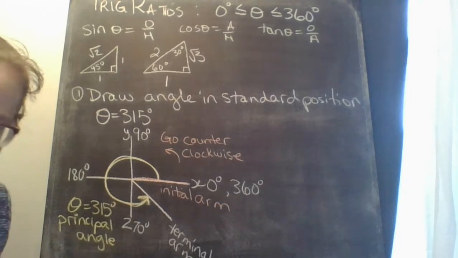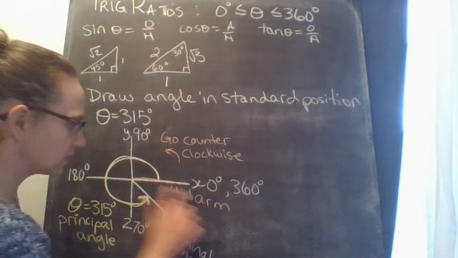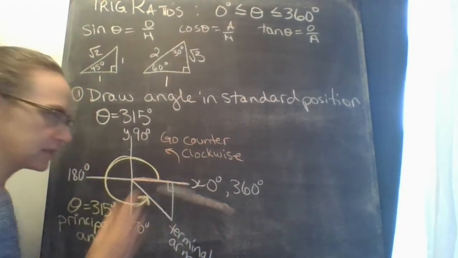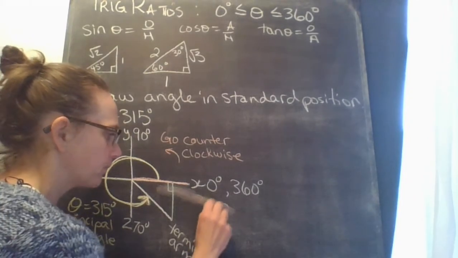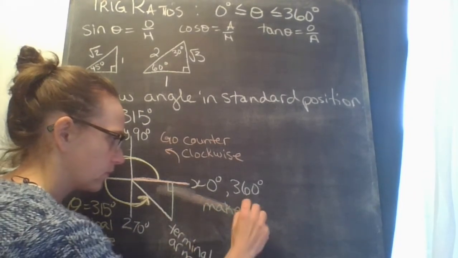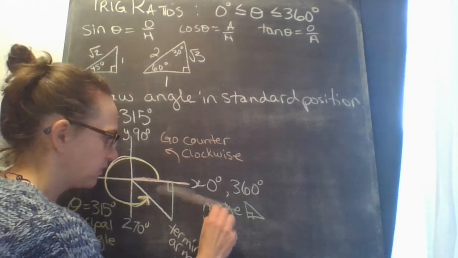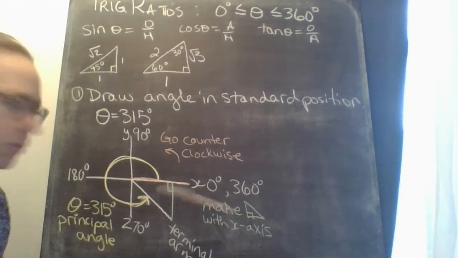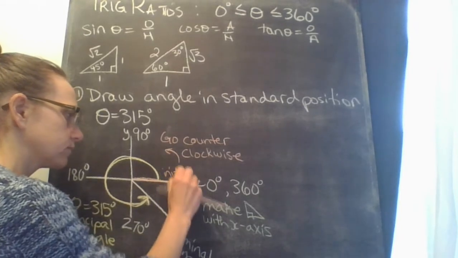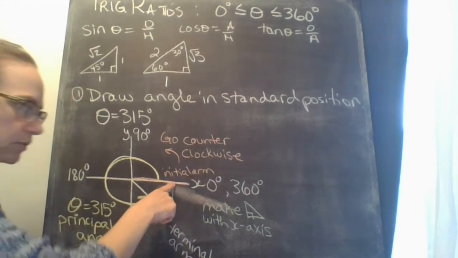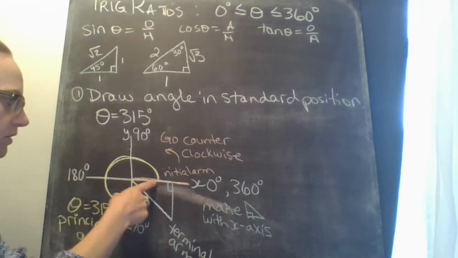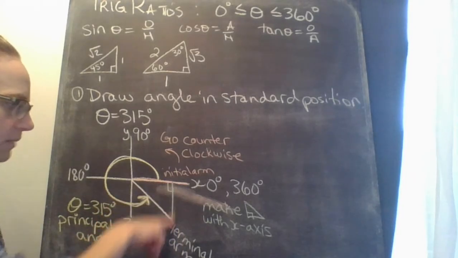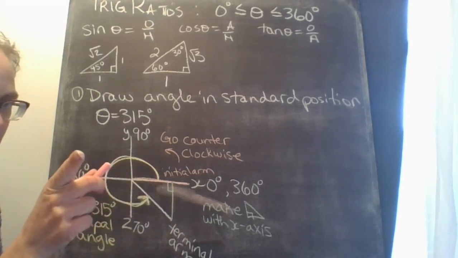But what happens is that it ends up making a really nice right angle triangle with the x-axis here. And you have to make it with the x-axis. That's important. Okay, I'll put my initial arm back on. So let's recap. Start at 0. That's my initial arm. Rotate around counterclockwise, land on our terminal arm, and then we make a right angle triangle with the x-axis. Has to be with the x-axis.